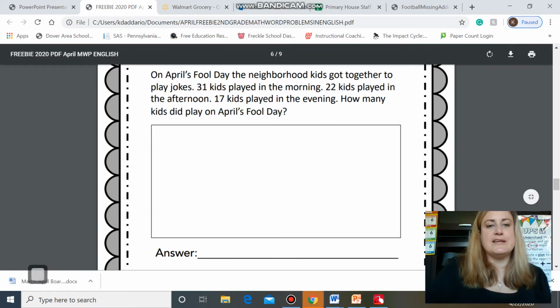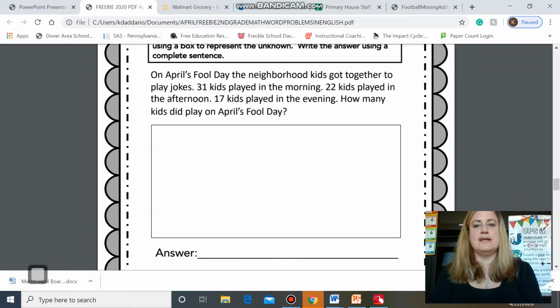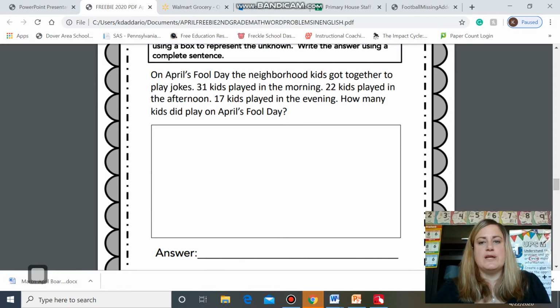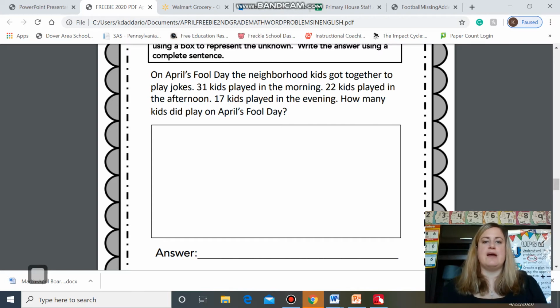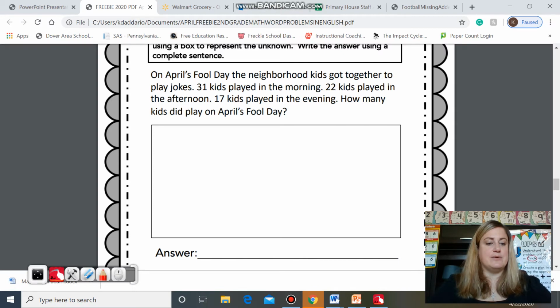So the problem is, on April Fool's Day, the neighborhood kids got together to play jokes. 31 kids played in the morning, 22 kids played in the afternoon, 17 kids played in the evening. How many kids did play on April Fool's Day? So now I'm going to go back and think about my steps that we just went through.